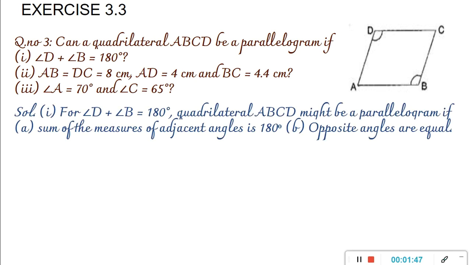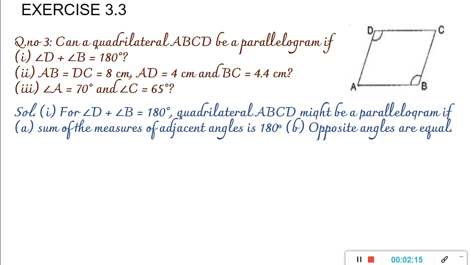So here, quadrilateral ABCD might be a parallelogram if the sum of the measures of adjacent angles is 180 degrees, yeah, opposite angles are equal. So here angle D plus angle B is equal to 180 degrees given. If angle D and angle B both are 90 degrees each, then we can say that it's a parallelogram. Clear? So now see next.